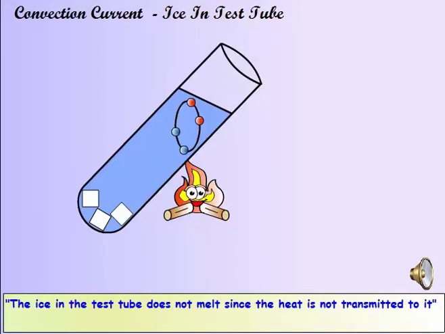If ice is put at the bottom of a test tube, it does not melt when heat is applied as shown. This is because the heat transfer is taking place through convection and the convection currents do not reach the ice.